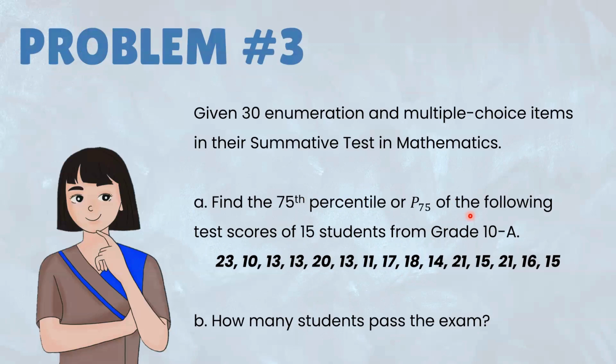Okay, so let's now move to problem number 3. Given 30 enumeration and multiple choice items in their summative test in mathematics, find the 75th percentile or percentile 75 of the following test scores of 15 students from grade 10A: 23, 10, 13, 13, 20, 13, 11, 17, 18, 14, 21, 15, 21, 16, and 15. And then, how many students passed the exam?